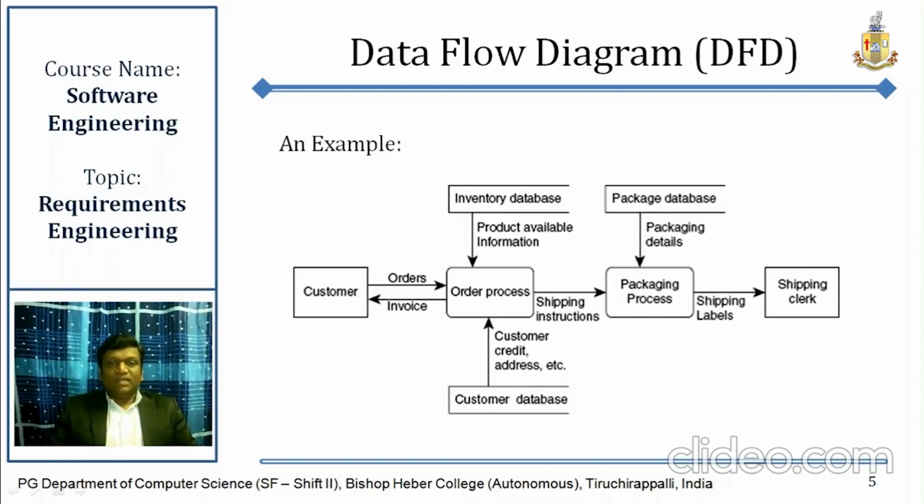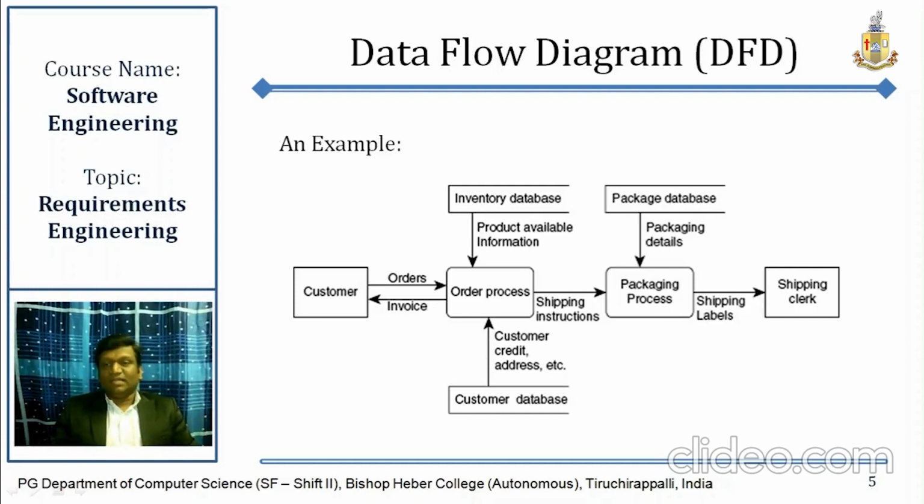Just by using those 4 basic elements, we can draw the data flow diagram, and here is an example. This example is given for a project based on online shopping. You can see the customer is given in a rectangle because the information is starting there, so that is a source, and also the shipping clerk at the end of the diagram. The shipping clerk is also a rectangle because the destination of the data is the shipping clerk.